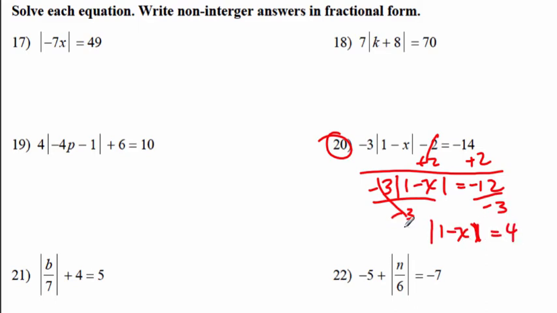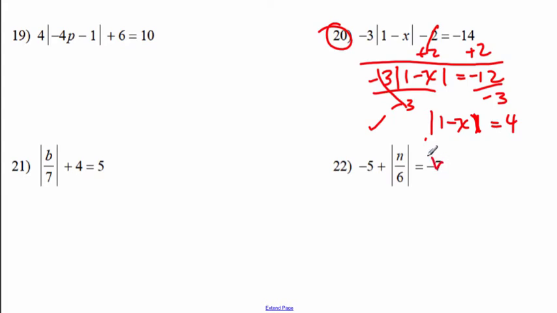Equals 4. At this point, you do a little check. Is that positive? It has to be positive. Remember, an absolute value cannot be negative. This is positive, so we're going to move on. Here, let's pretend like this isn't here. We're going to move on to the next step. So we write 1 minus x equals 4, or 1 minus x equals negative 4. Those are our two equations. So we're going to solve each one.